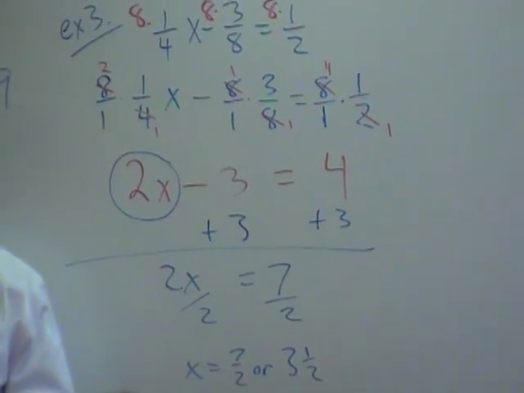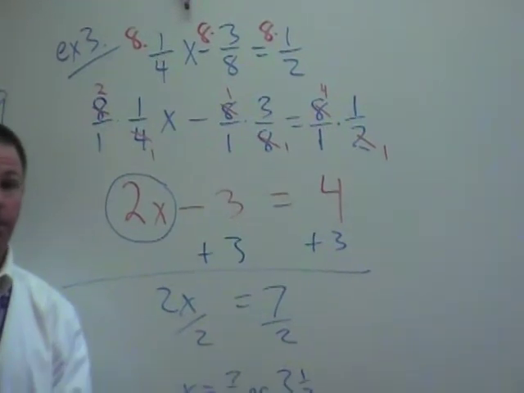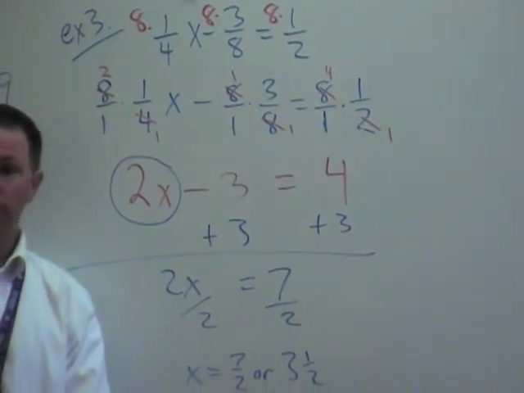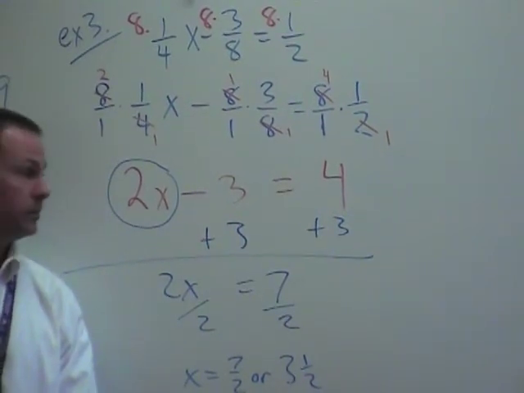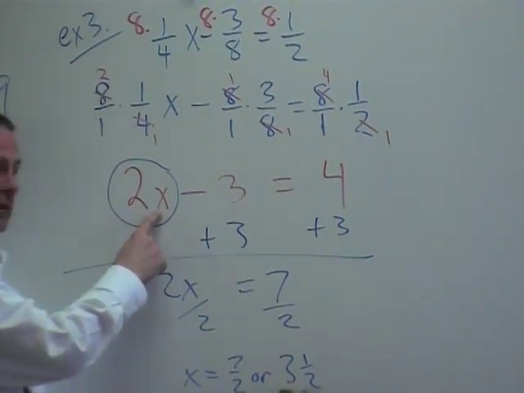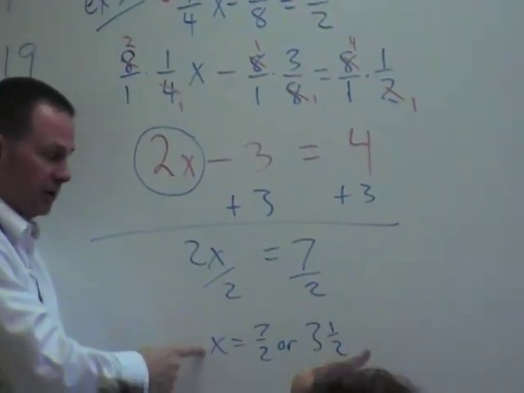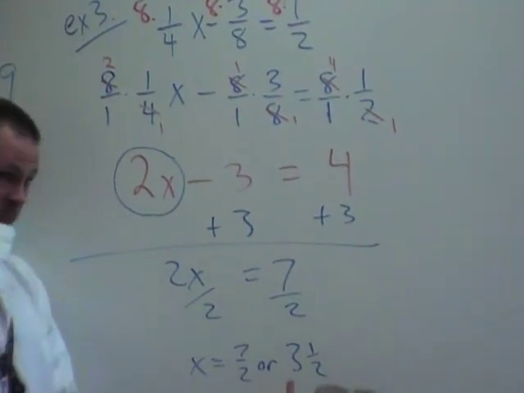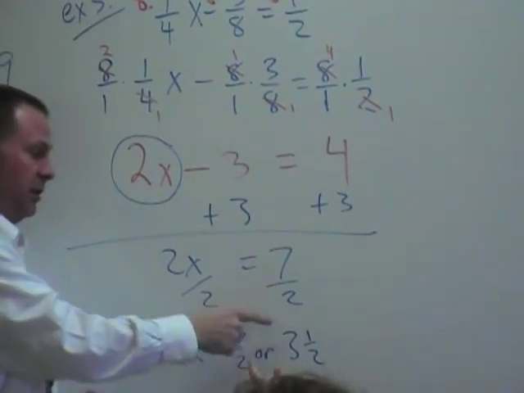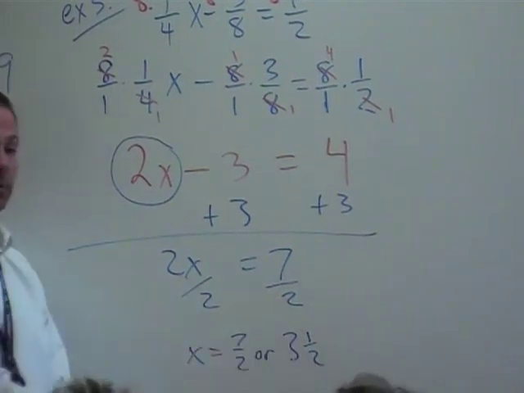I don't want the decimal. Can't use calculators anyway. Why did you divide that by 2? The 2x? This is 2 times x. So I want x by itself with a 1, right? So if I divide by 2, that's 2 over 2, which is 1. And I forget how to change it to a mixed number. 2 goes into 7 3 times with a remainder of 1. And the denominator stays the same.